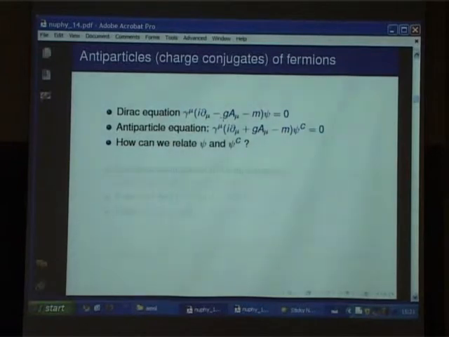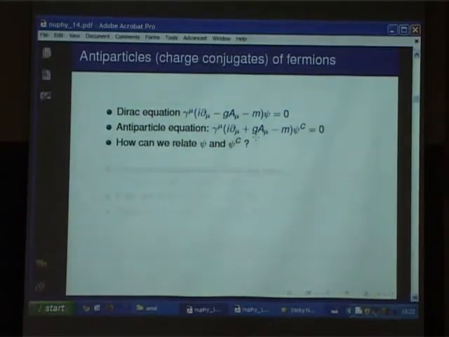Now, what is an antiparticle? An antiparticle should be something which satisfies the same equation, but with g replaced by minus g. Antiparticle means that all the charges should be opposite. So here I give you an example of just one charge, which I call g, but you can have it for any gauge group, whatever it is. So an antiparticle would mean that it should satisfy this equation with g replaced by minus g.